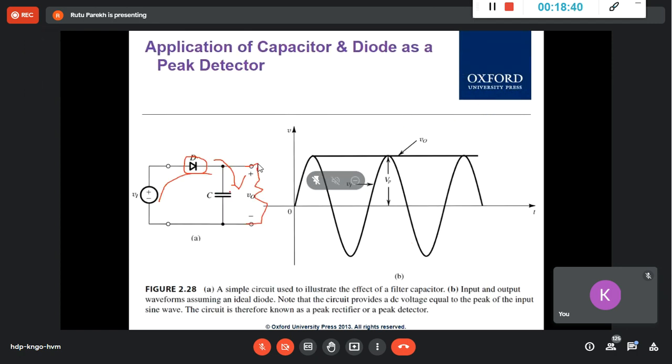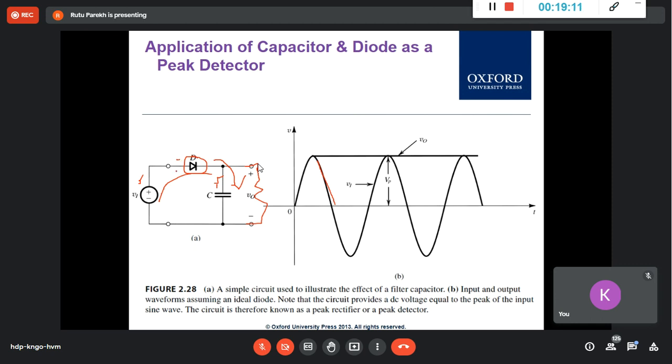So this is going to charge. Let's say the maximum is 5 volt, and this diode is conducting up to that, and it will charge. Eventually it will reach, let's say, 5 volt. Let us take it as an ideal diode. So now this has charged to 5 volt, and then the input is decreasing. From 5, it goes to 4.9, and then it goes down to 0. So this is 5, and now this is 4.9.